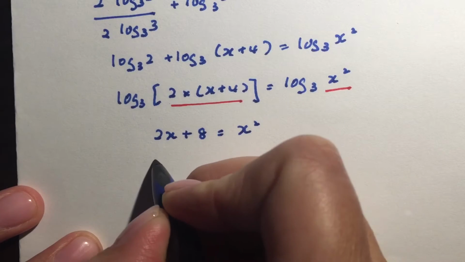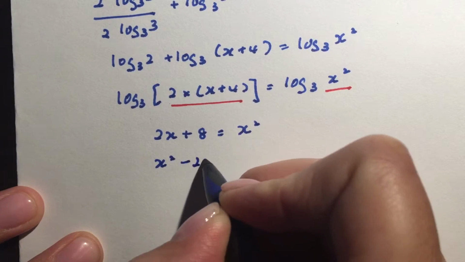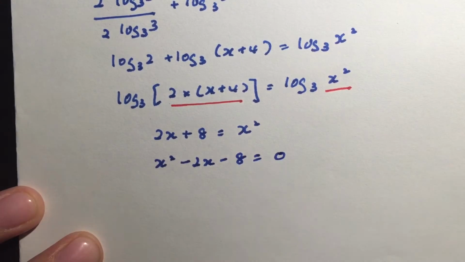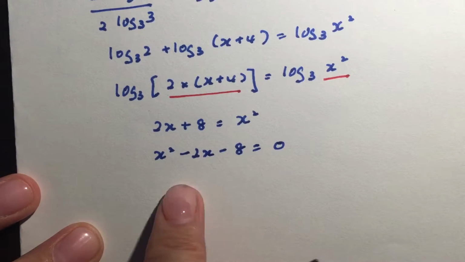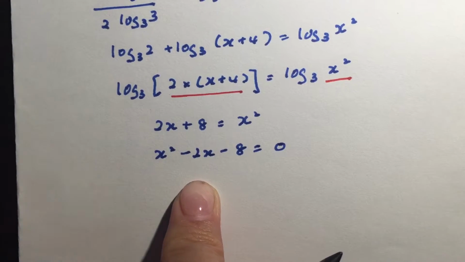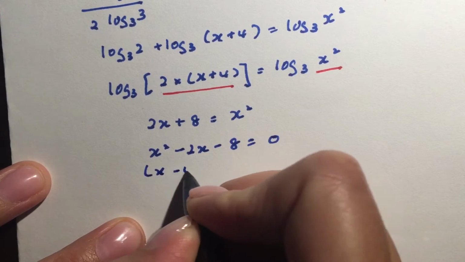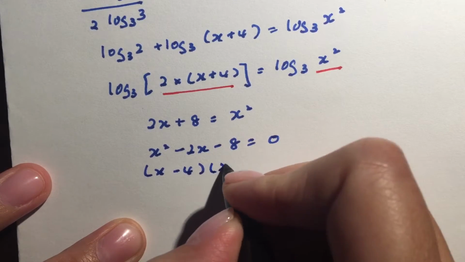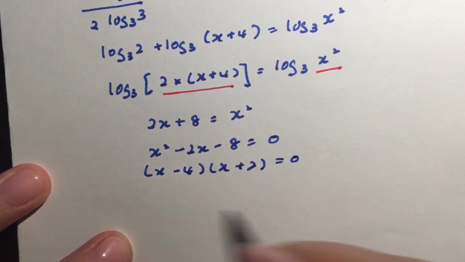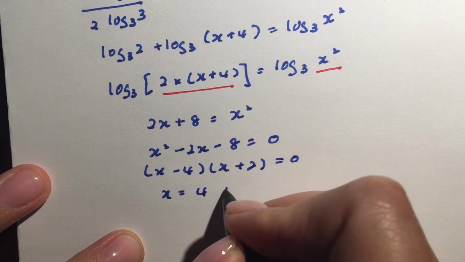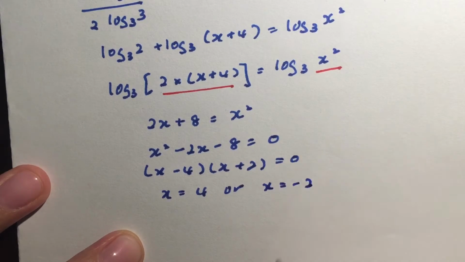Okay, so let's just bring every term over to the same side. And this is what we'll have. And you realize that maybe we can factorize it. It's quite a nice number. So by using factorization, this is what you will have. And by solving, you'll be able to get x equals 4 or x equals negative 2.